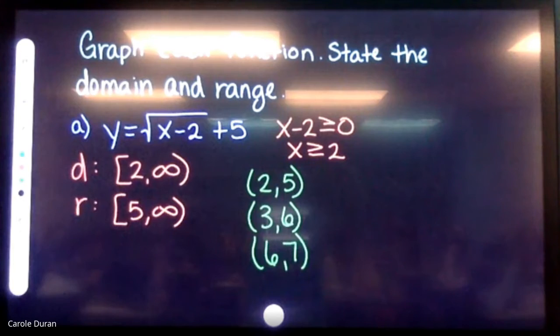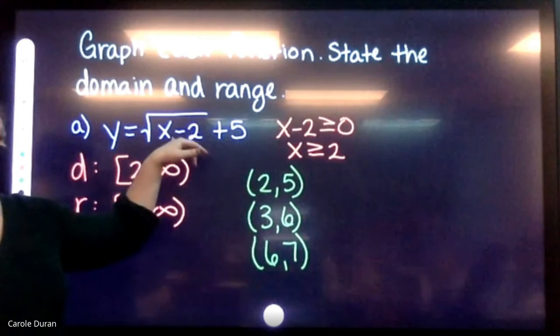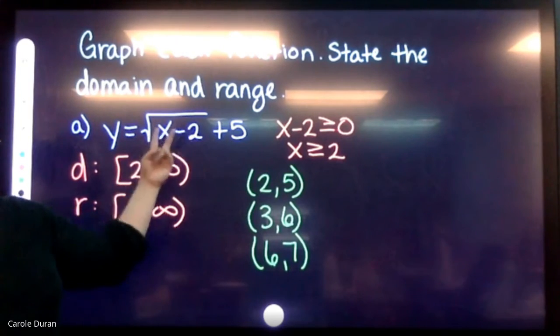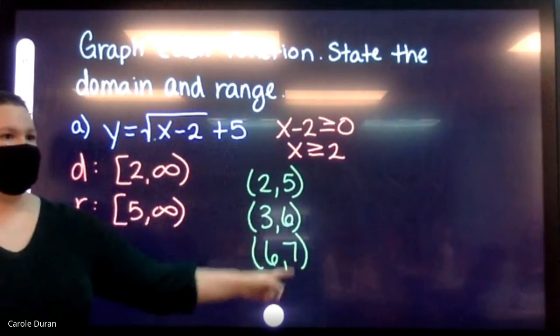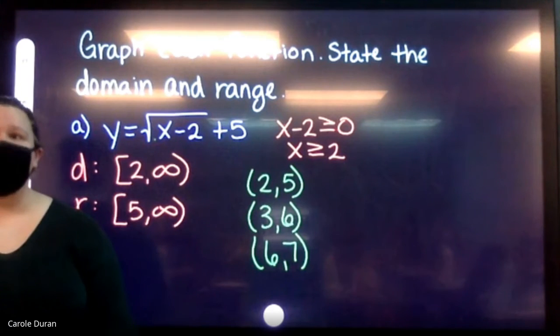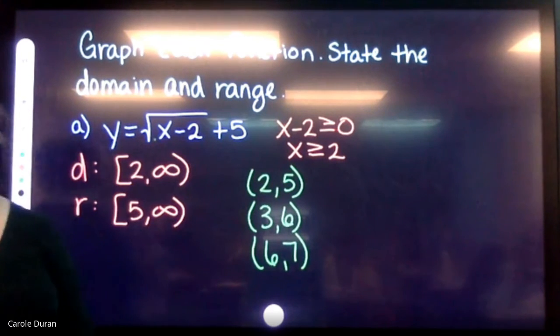A lot of times we have issues finding those points, and that's okay. I'm going to show you a shortcut on how to find them. Yes, ma'am. Can you explain that 7 one more time, because I was trying to process. Yeah, I took the 6 and I plugged it in. 6 minus 2 is 4. What's the square root of 4? Plus 5 is 7.